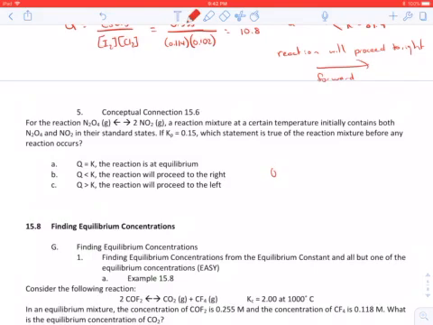Well, what I would look at is that Q equals NO2 squared over N2O4. Does that make a difference in your thought process?